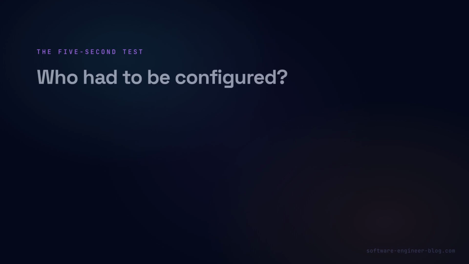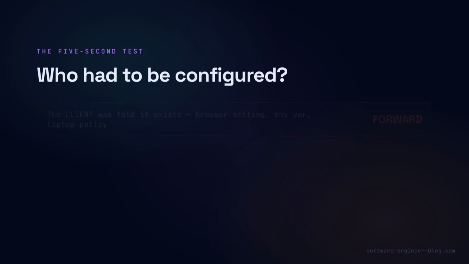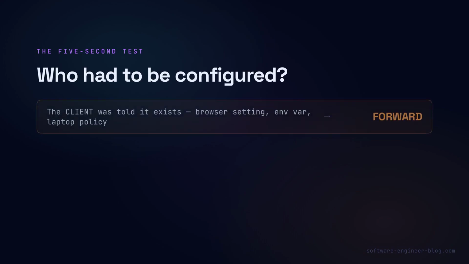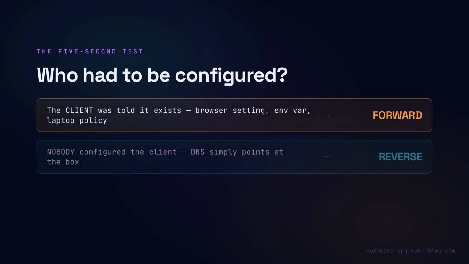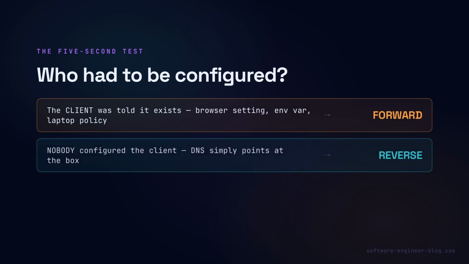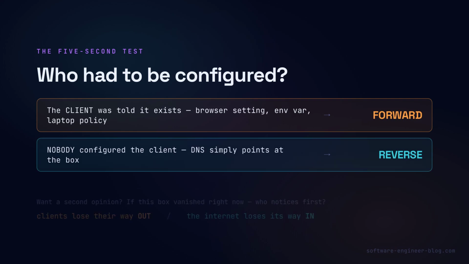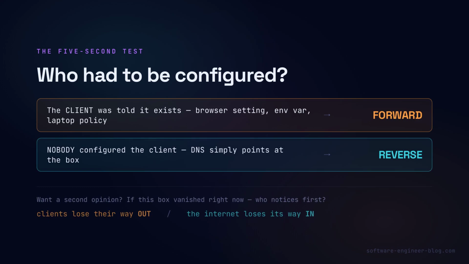So here's the 5-second test. Ask one question. Who had to be configured? If the client had to be told the box exists, a setting in your browser, an environment variable, a policy pushed to your laptop, it's a forward proxy. If nobody configured the client, because DNS simply points at the box, it's a reverse proxy. And if you want a second opinion, ask, if this box disappeared right now, who notices first? Clients lose their way out, or the internet loses its way in.